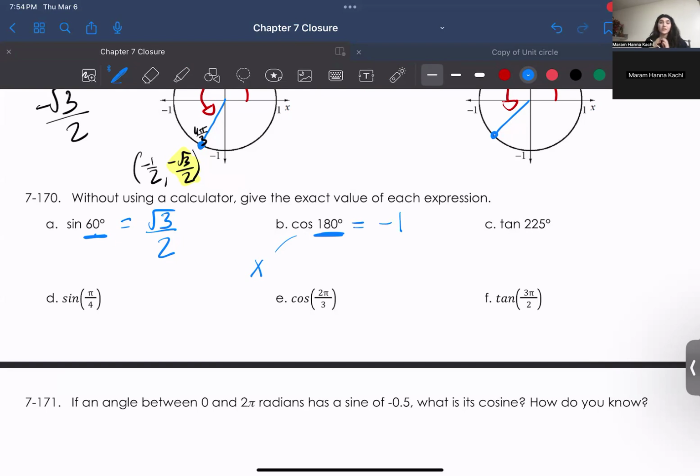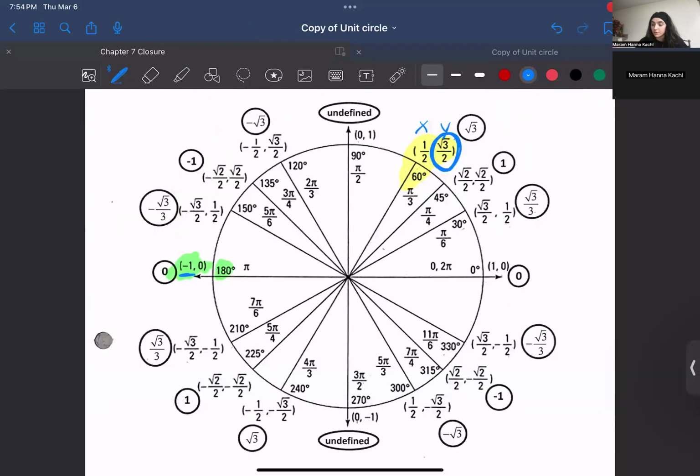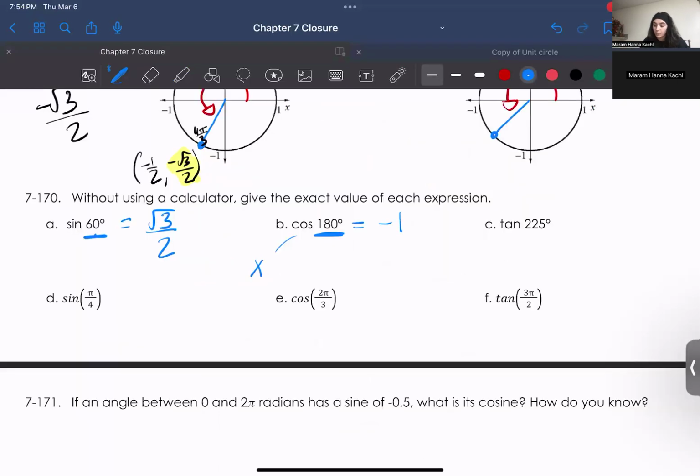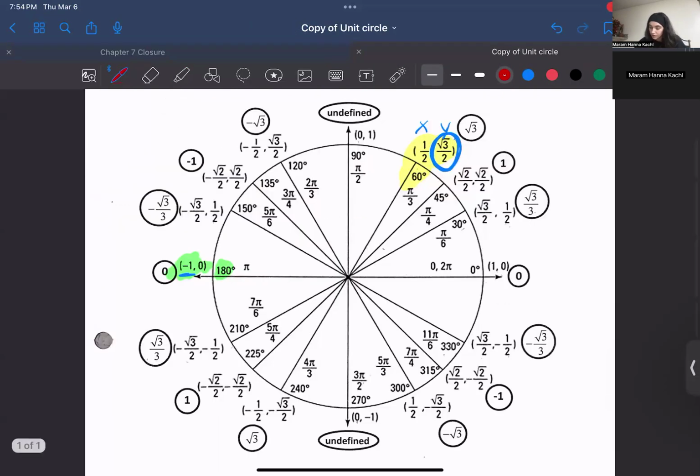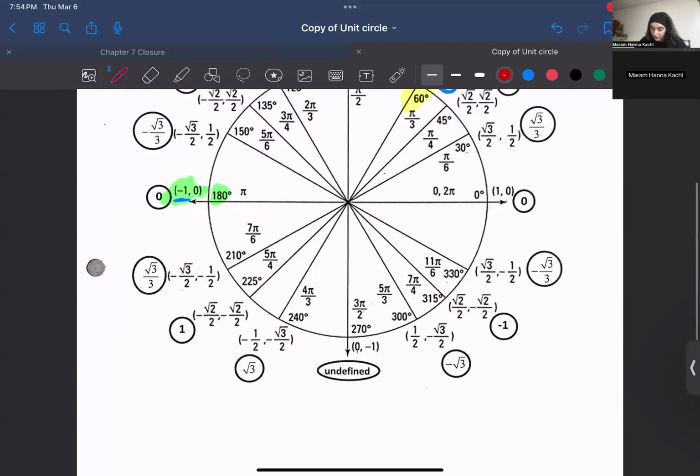Tangent's kind of nice. You don't even have to look at the point because on our unit circle, it's those that are circled on the outside. So if I'm asking you for the tangent of 225, find 225 as a degree, and then point out what that number that's circled is. So 225 is over here. The tangent that correlates with it, be a little careful. I've had some students that are mixing up these three circles.